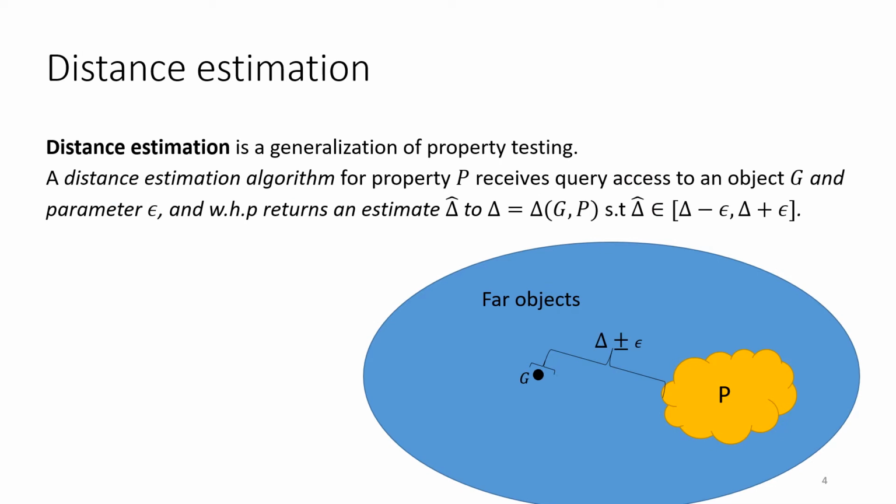In distance estimation, as the name suggests, the goal is to tell how far an object is from a property. A distance estimation algorithm for property P may be given an error parameter epsilon and an object G. It should return with high probability an estimate for the distance between G and P. As you can check for yourself, a distance estimation algorithm can be used as a black box for two-sided property testing.